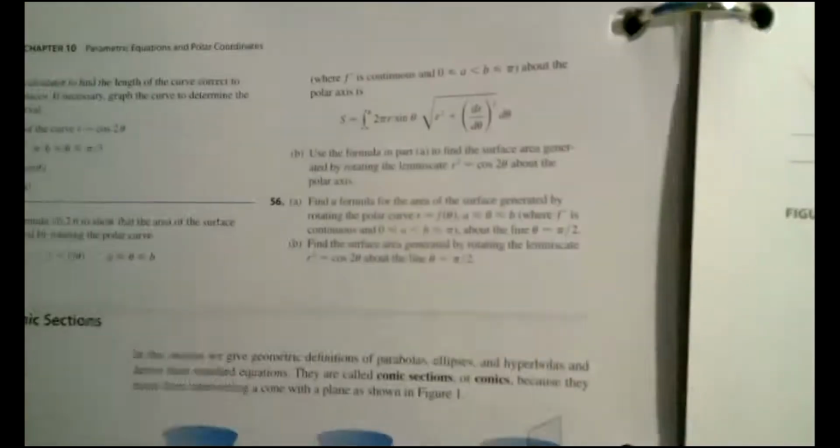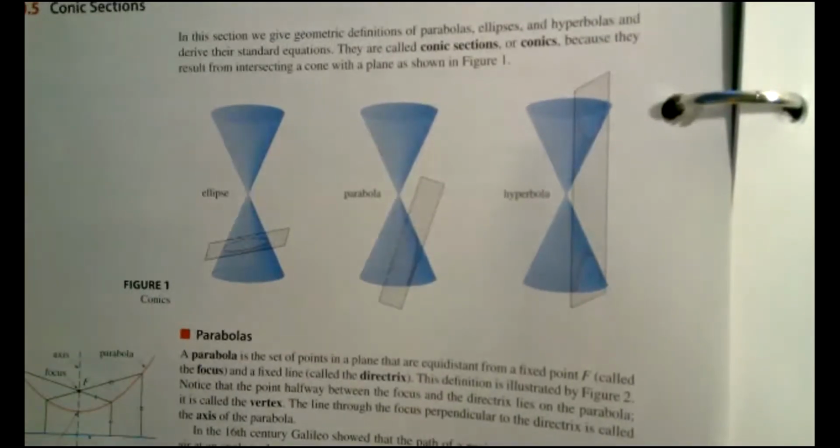So what are the conic sections? Conic sections are the circles, the ellipses, the hyperbolas. And why are they called conic sections? The book has a nice picture that explains why we have conic sections. So now I'm back to section 10.5 in the book, and the idea of conic sections. Before we go any further, let's see where the word conic section comes from.